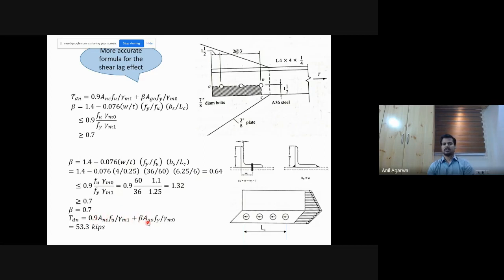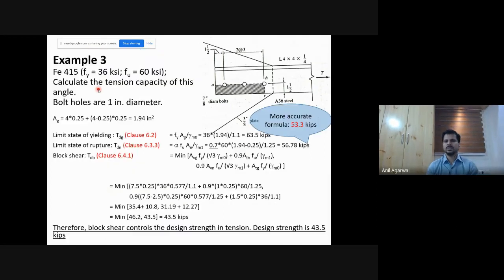Beta I got 0.7. Ag0 is the gross area of the outstanding leg multiplied by fy divided by gamma M0, and we get 53.3 kips. So 53.3, if you see in the previous slide, is only slightly different, about 6% different or so, from 56.7. Right? So it's not very significantly different. This itself was doing a pretty decent job.